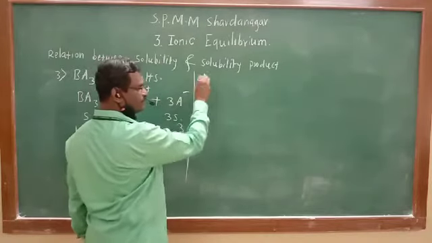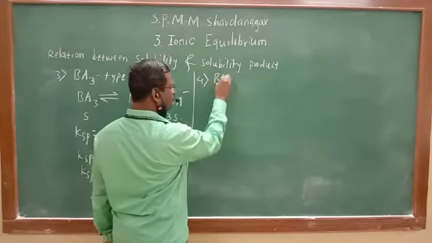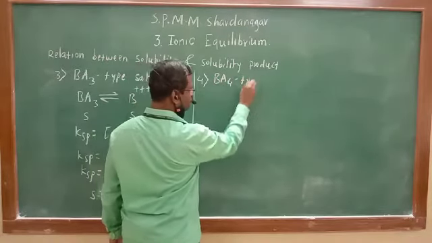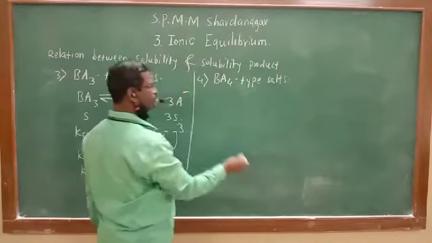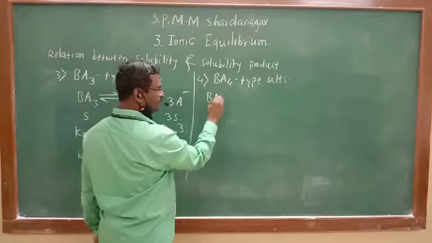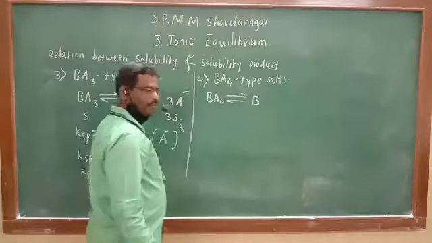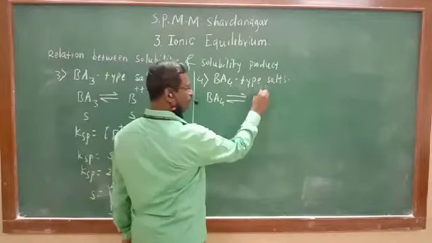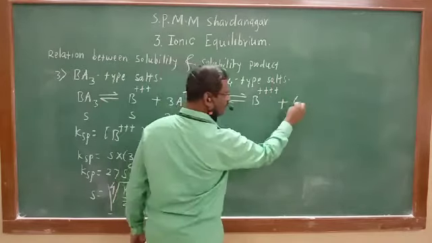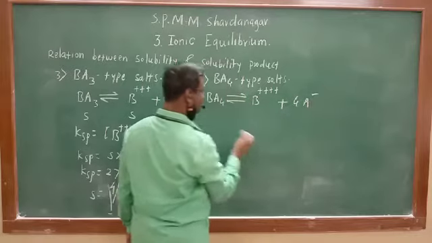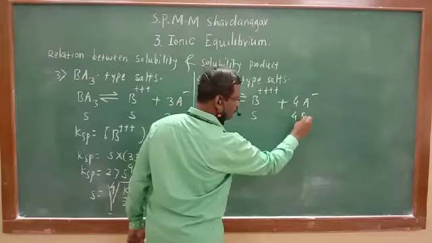See, these are simple equations but important to derive. BA4 type of salts. Write the dissociation. How many positive charges now on B? 4 positive charges plus 4A minus. So S, S, this will be 4S.